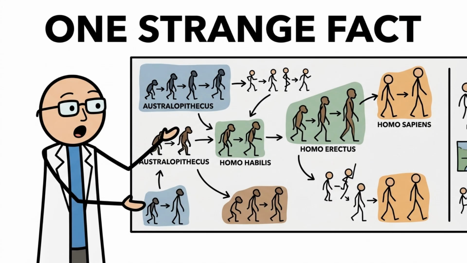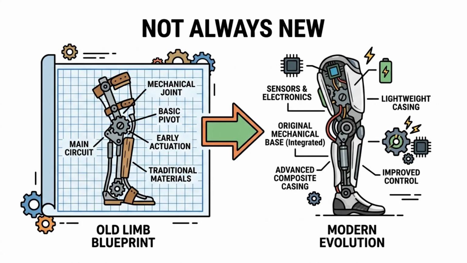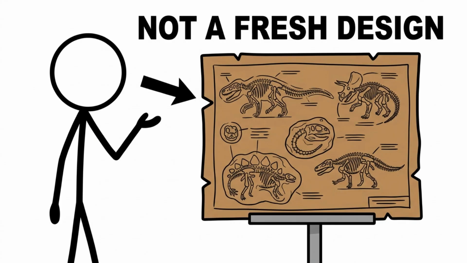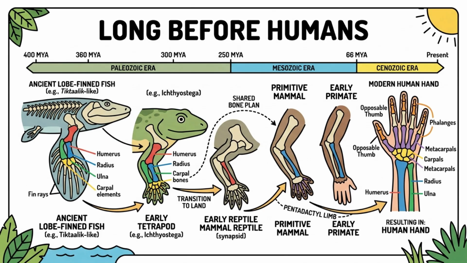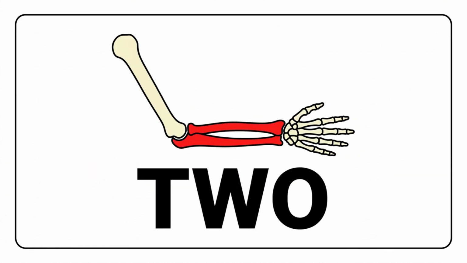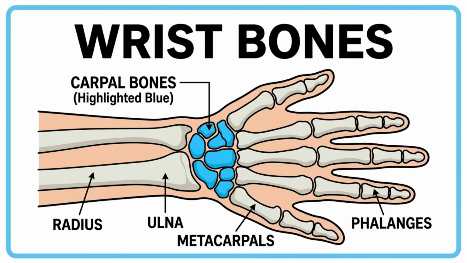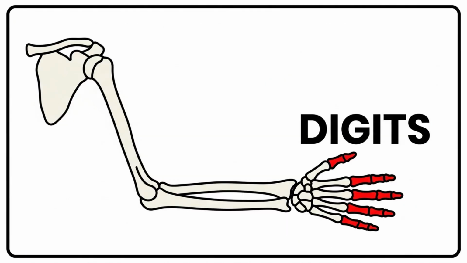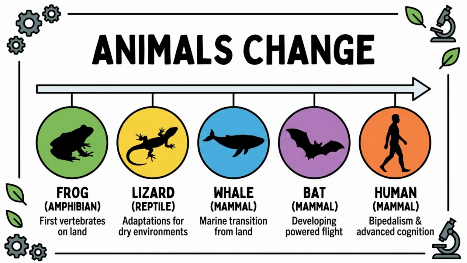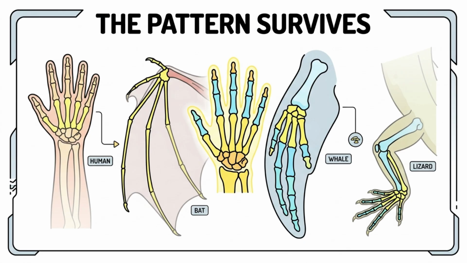This is one of the strangest facts about evolution. Evolution does not always invent something new. Sometimes it takes something old and keeps remodeling it. Your hand is not a fresh design. It is a modification of a structure that existed long before humans. The same bones appear again and again. 1 upper arm bone, 2 forearm bones, then wrist bones, then digits. The proportions change, the functions change, the animals change, but the underlying pattern survives.